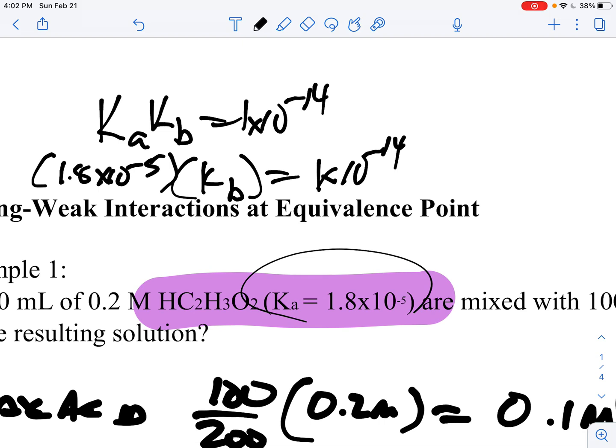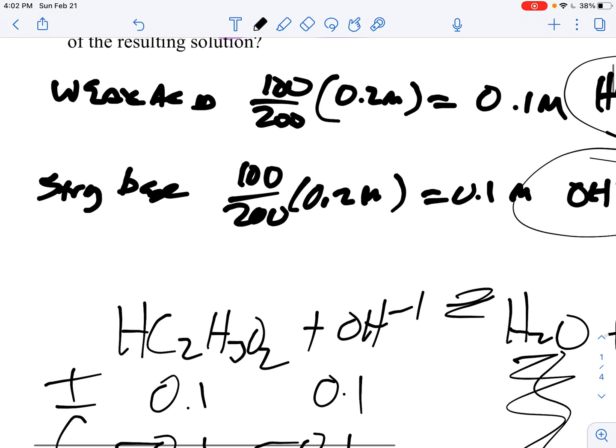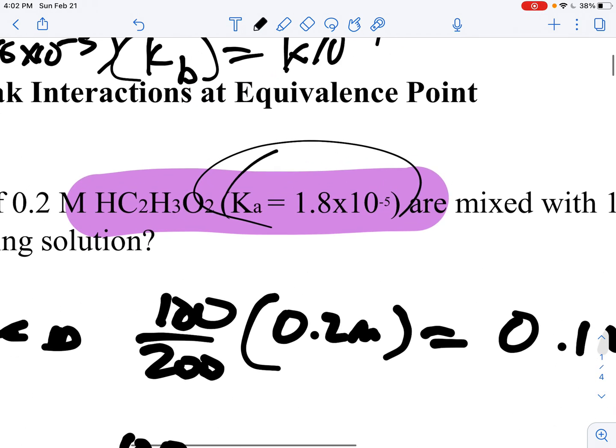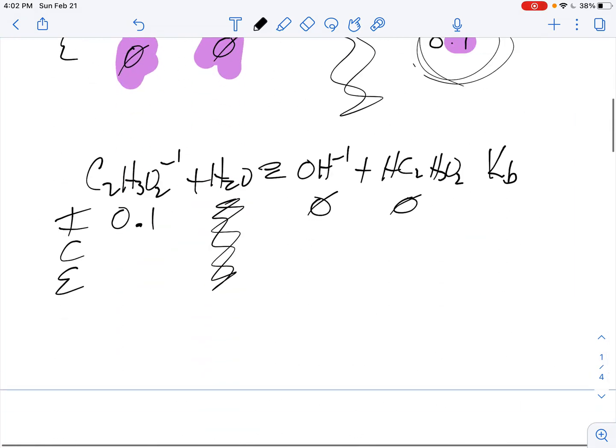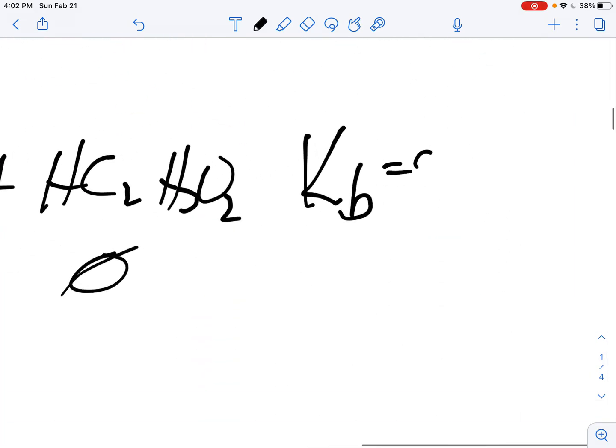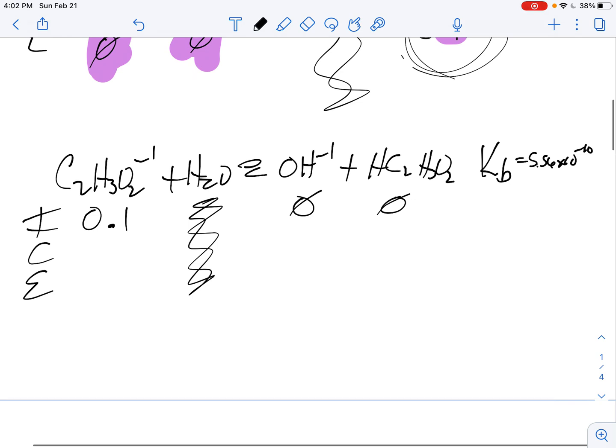We end up with 5.56 times 10 to the negative 10th. So Kb is 5.56 times 10 to the negative 10th. So in spite of the fact that they didn't give you Kb, they actually did kind of give you Kb because they gave you Ka. If you know Ka, you know Kb. If you know Kb, you know Ka. So what I have here now is 5.56 times 10 to the negative 10th. Well, now all of a sudden, this becomes a trivial problem.